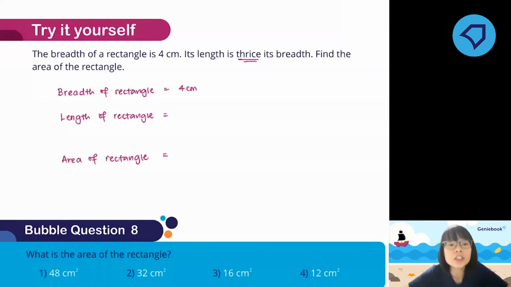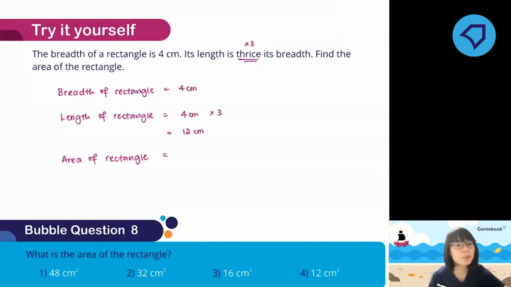So the first thing we need to do is to find the length of the rectangle. Can you guys please help me? How to find the length of the rectangle? If it says that the length is thrice its breadth, what do you do? Length is thrice its breadth. 4 multiplied by 3. Yes, so the breadth is 4 centimeter. The length is 3 times, means we need to multiply by 3. So the length is actually 12 cm.